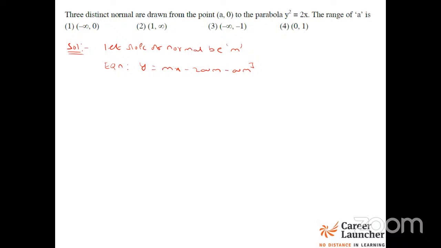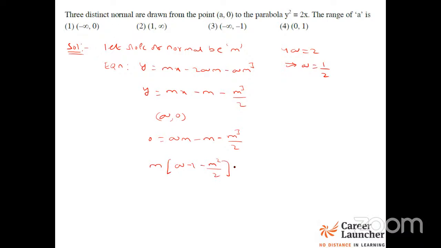Now here, what we can say, this is a point (a, 0). So if you compare with the given equation, how much is a here? 4a is 2, so from this we get a is equal to half. Comparing this equation with the standard form, the value of a is half. So substituting a is equal to half, this equation becomes y is equal to mx minus m minus m cube upon 2. Now it is passing through the point (a, 0), so these coordinates should satisfy this equation. Substituting these coordinates here, we get 0 is equal to am minus m minus m cube upon 2, right? Now if you take m common, what is the remaining? a minus 1 minus m square by 2 is equal to 0.